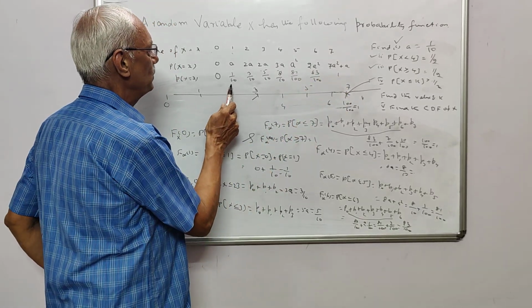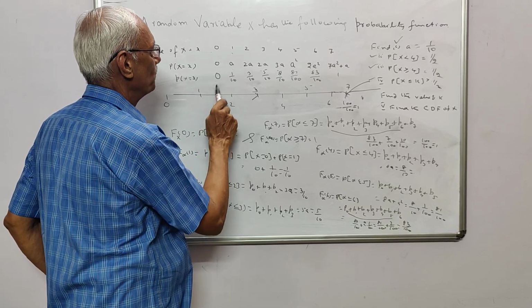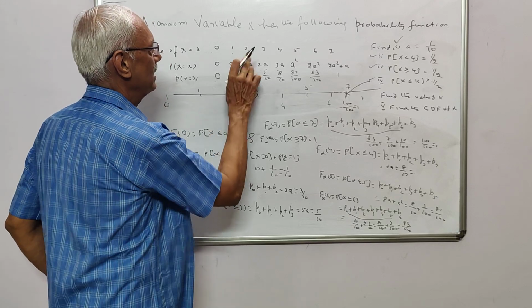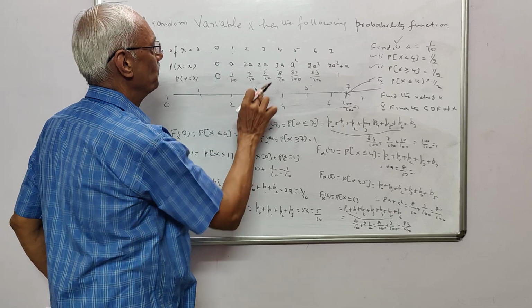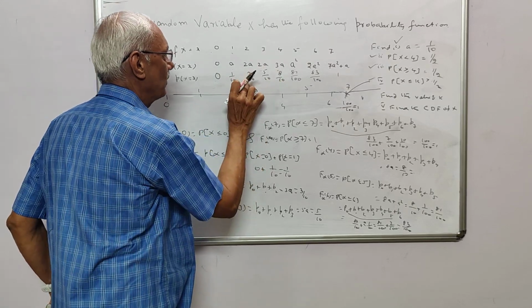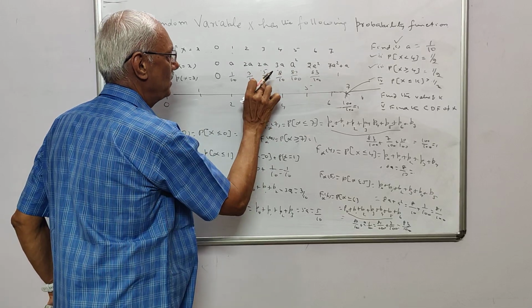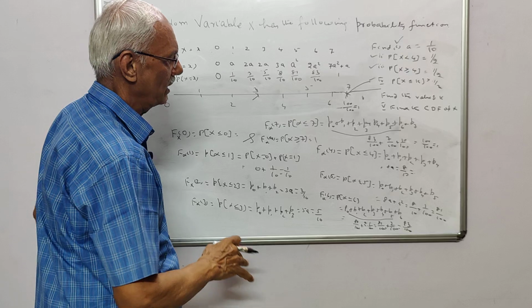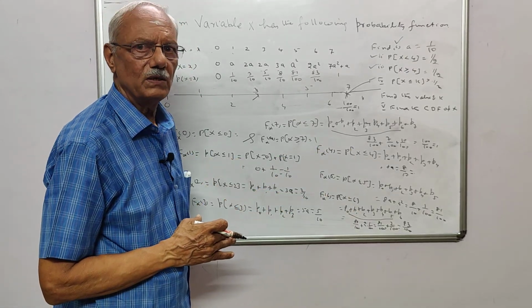Now if you want the individual probability, this minus this will give you f of 1. What is f of 2? This minus this, 2 by 10. Can you understand? Probability of 2 minus probability of 1 will give you this. Probability of 3 minus probability of 2 will give you probability of 3. Probability of 4 minus probability of 3 will give you this. So individual probabilities can be found. This is called your cumulative distribution function.